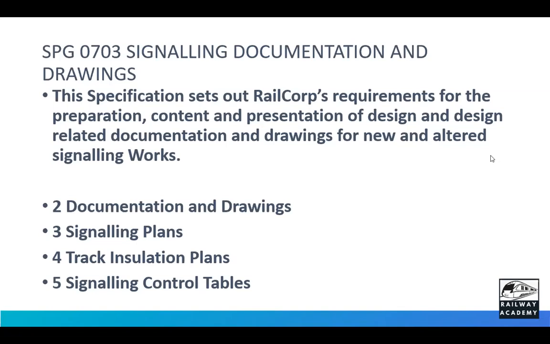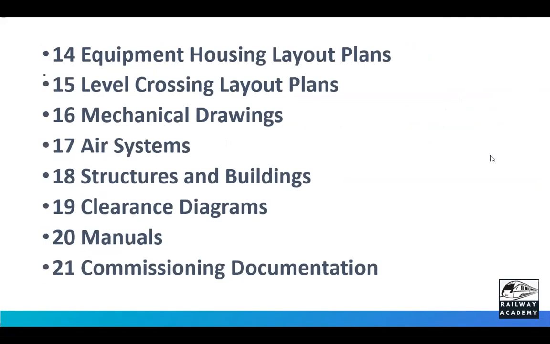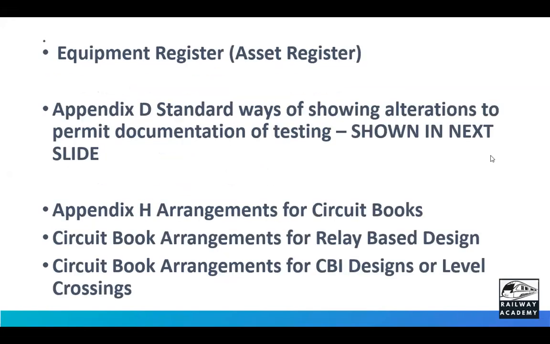It covers all the chapters of signaling plans, track installation, control tables, signaling circuits, aspect sequence, modification sheets, stage works, surveys, installation drawing, sighting forms, drivers diagrams which are required for the drivers, housing layout, your case A, case B, case C location layouts, level crossing layouts, how the level crossing design layouts are done, mechanical drawings, air systems which are used extensively for train stops, structures and buildings, how the buildings have to be done, clearance diagrams about the points, various manuals, and how the arrangements have to be commissioned. All the documents are given in that.